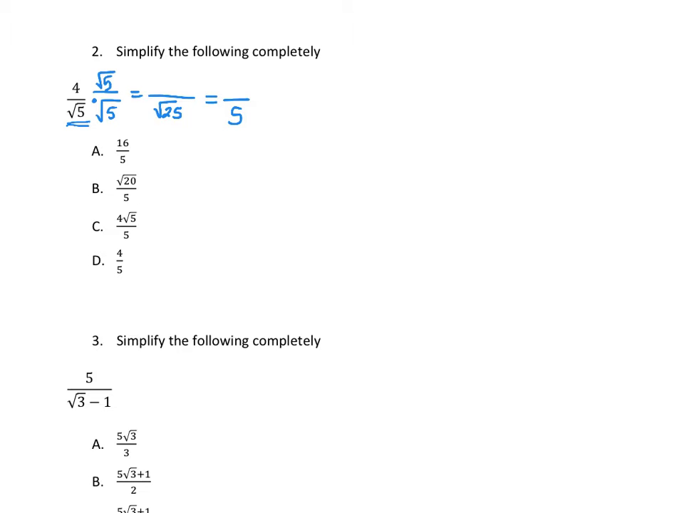So if I multiply the bottom by square root of 5, I'm going to multiply the top by the square root of 5. Now, 4 is not a radical number, but 5 is a radical number. So I can't multiply them directly together. So I'm going to write it as 4 square root 5. If 4 and 5 had a common factor, I would simplify this further, but I can't. So this would be my final answer. So therefore, the final answer would be C.